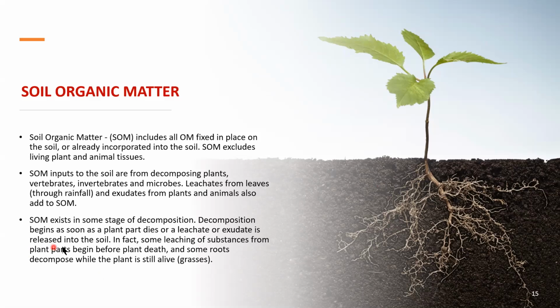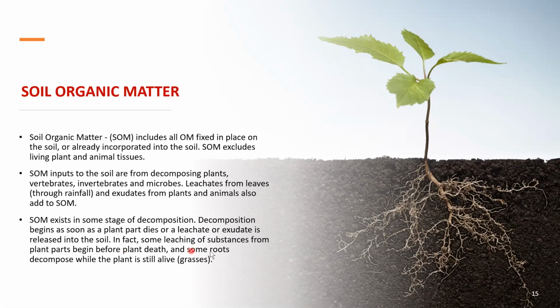Soil organic matter exists in some stages of decomposition. Decomposition begins as soon as a plant part dies or leachate or exudate is released into the soil. So whenever any exudates or leachates come from the foliage, or if you have a decomposing organic component in the soil, immediately the decomposition will start.